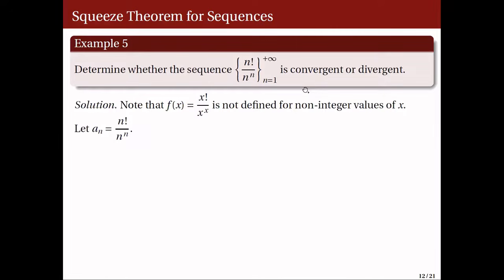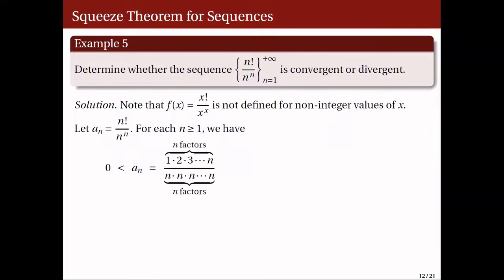So first, we define a_n equal to n factorial over n raised to n. And note that for each n greater than or equal to 1, we have a_n greater than 0. This is true since n factorial is always positive, and n raised to n will also be positive. Now, we can write this as the product 1 times 2 times 3 times and so on up to n, all over the product n times n times etc. up to n, where we have n factors of n in the denominator.